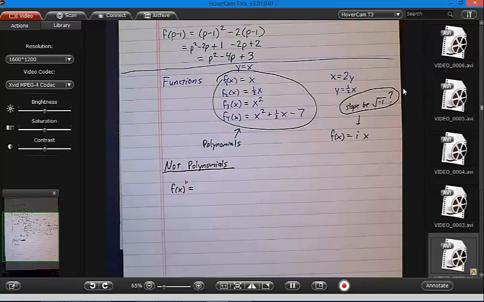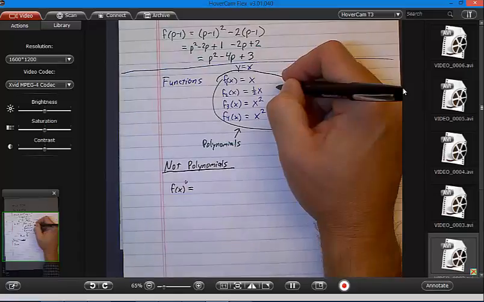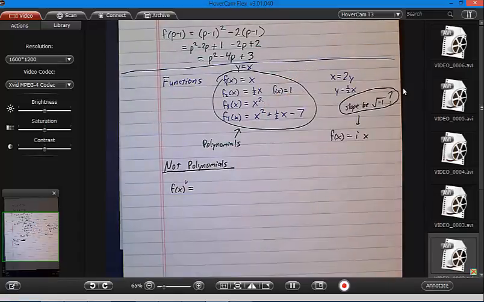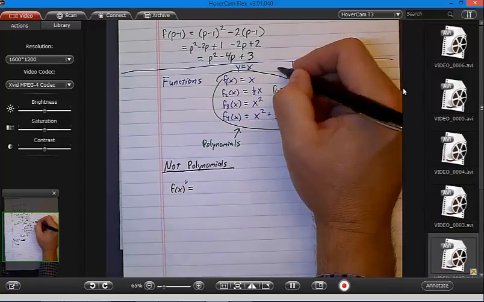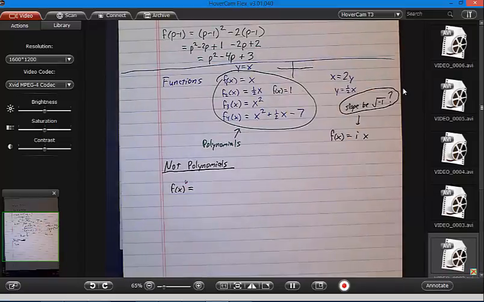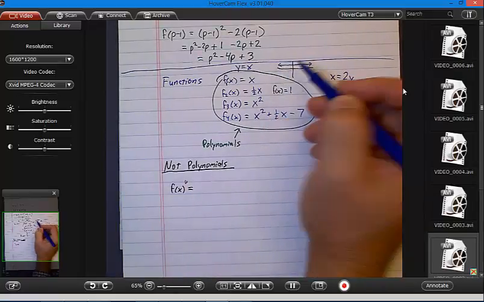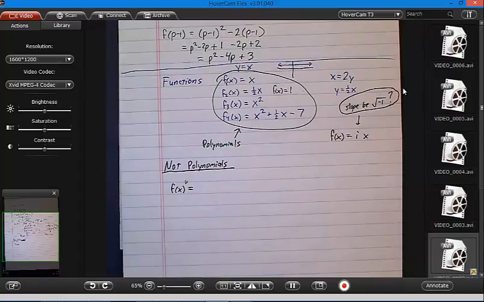Other people had hands up. Give me another function that you came up with. You got another one, Mike? Y equals 1. How about that one? Is that a polynomial? If I write f of x equals 1, could you graph that? Yeah. What does y equals 1 look like? Well, yeah, it'd be parallel to the x-axis, right? It has a slope of 0. I'm going to call that a polynomial.